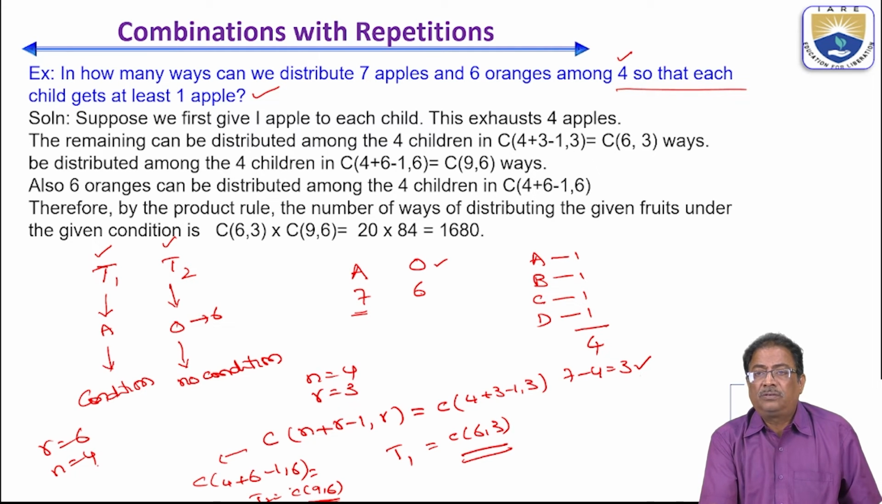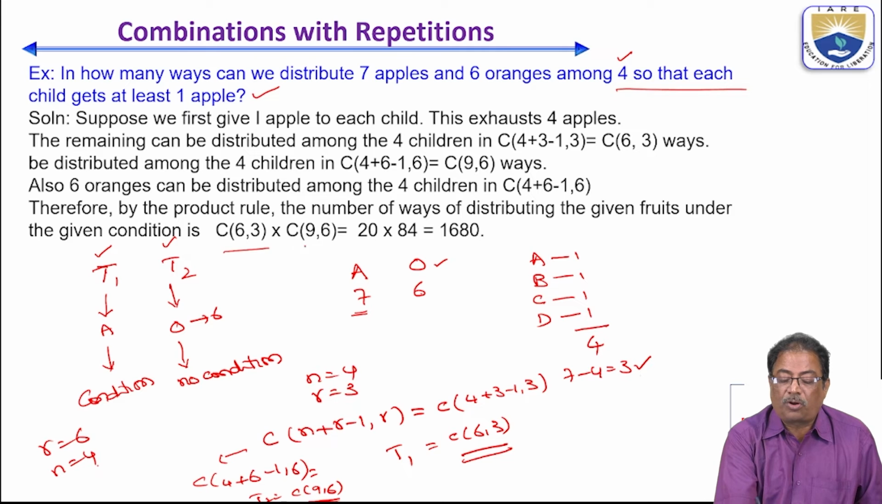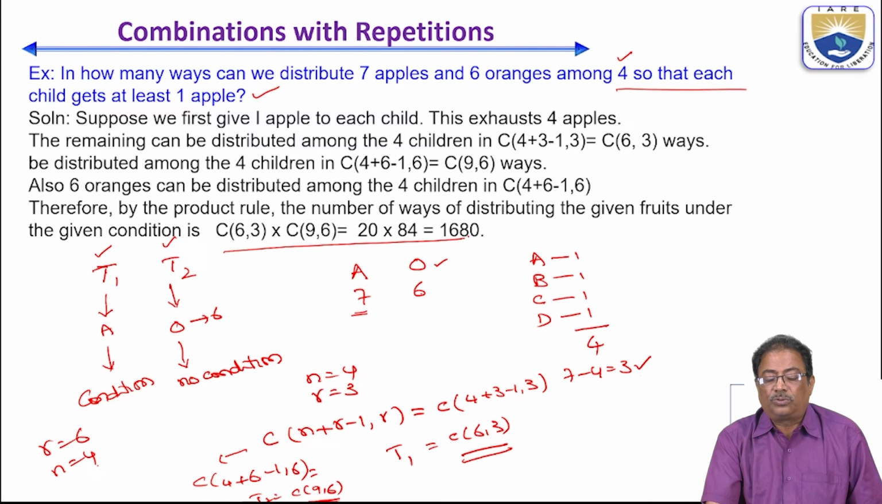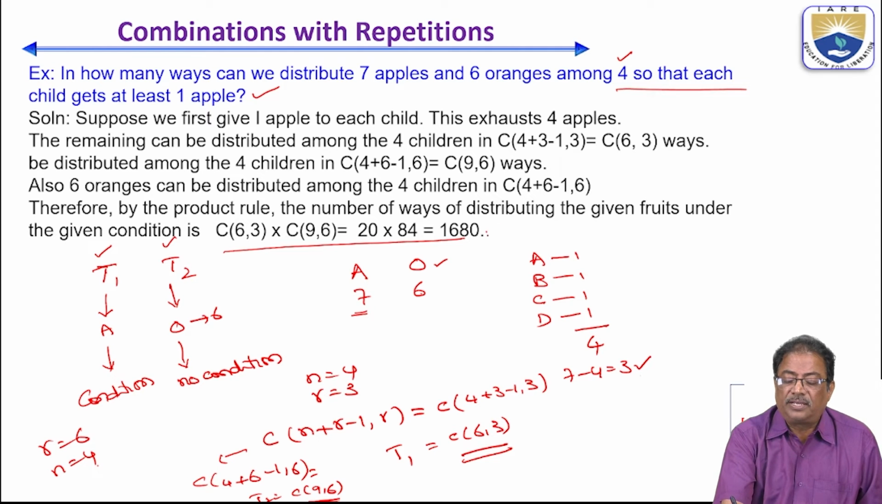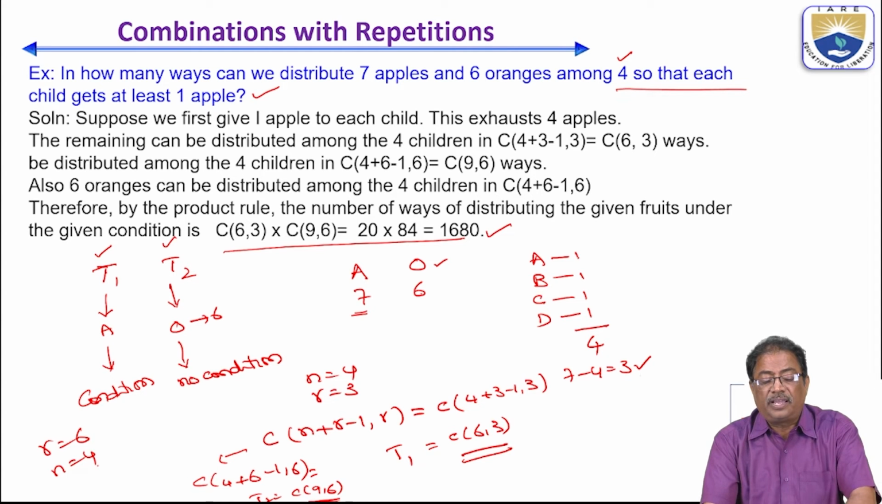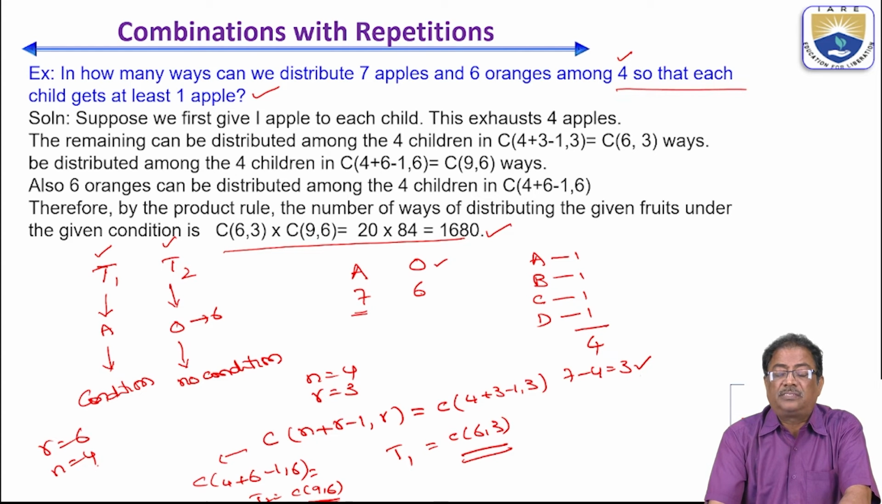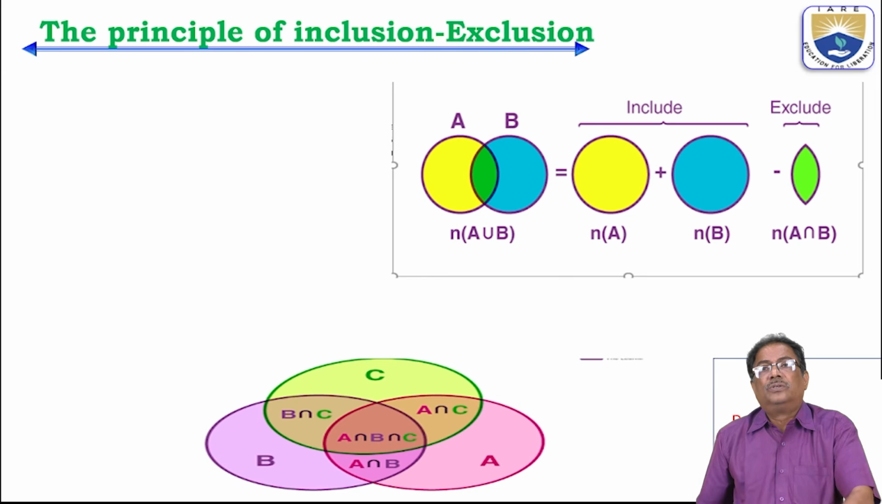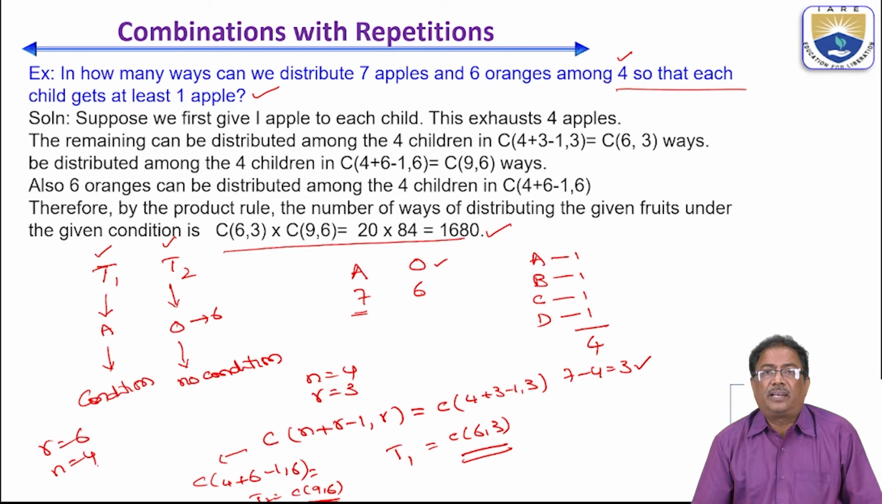So the distributions happen one after the other. It is nothing but the product rule. So we are going to multiply C of 6, 3 into C of 9, 6. Subsequently, we can get 1680. So the number of ways with this condition, the distribution of the fruits, is 1680 ways. So these are the problems which are related to combinations with repetitions.